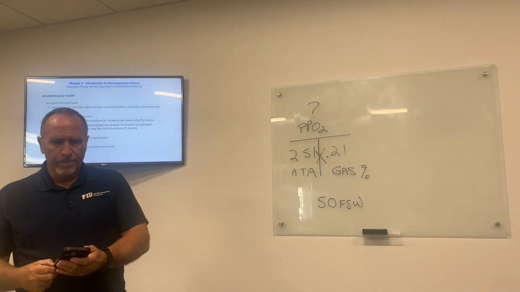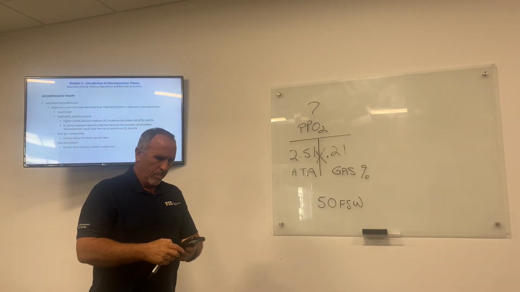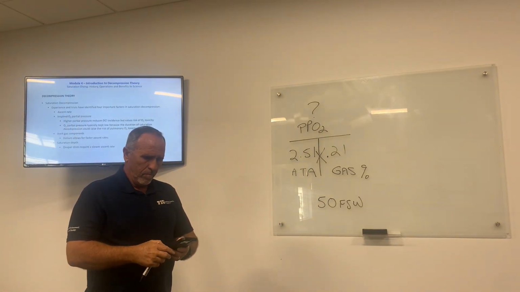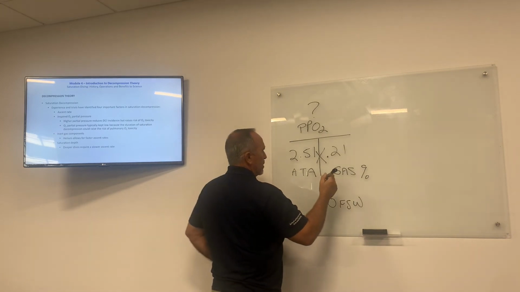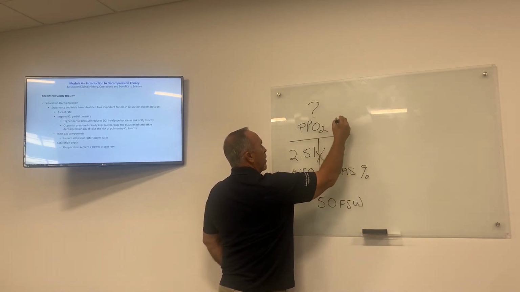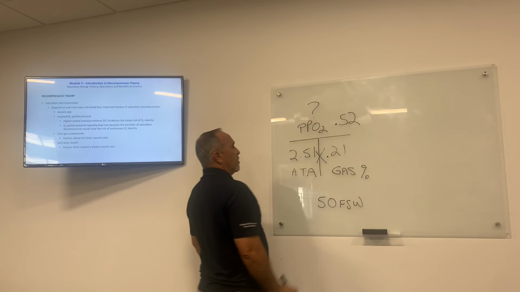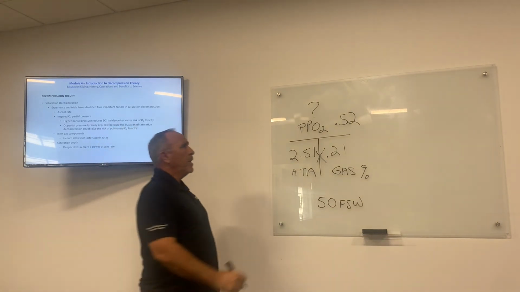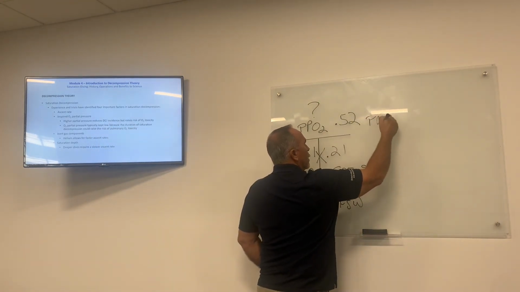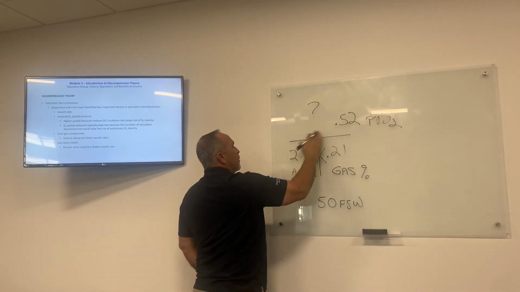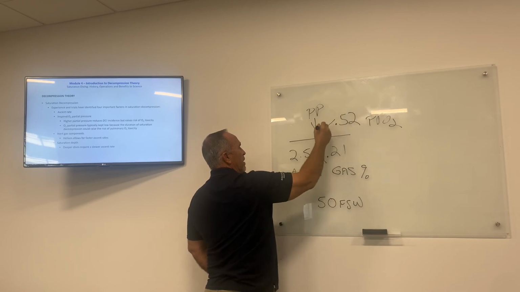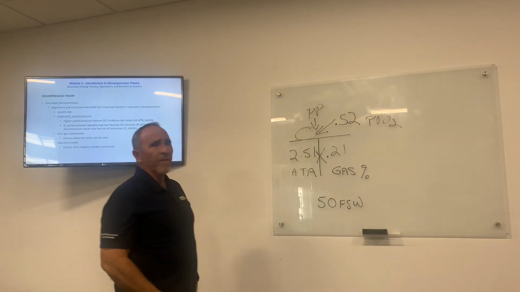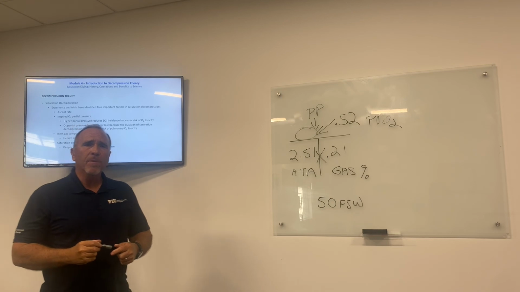I'll give you some time. Okay, hopefully you got 0.52, okay? PPO2. And in the T formula, partial pressure goes up here, so obviously that's your answer right there, 0.52. Okay, so what does that mean in the scheme of things?